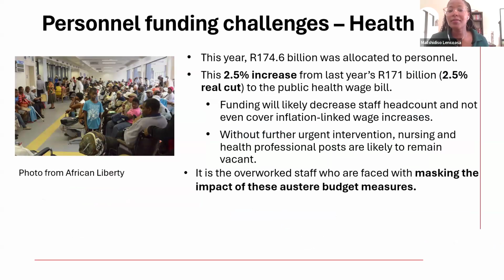And this means that there are going to be reduced head counts of staff. We're already seeing it, and it's likely to get worse because there's no funding available or allocated towards alleviating the understaffed nature of our public healthcare system. And we know that it's the overworked staff who are faced with the burden. It is the staff who have to provide more public healthcare services, but with fewer resources. And that really overlooks the human rights of even the healthcare practitioners, and it's a concern for us in the economic justice space.